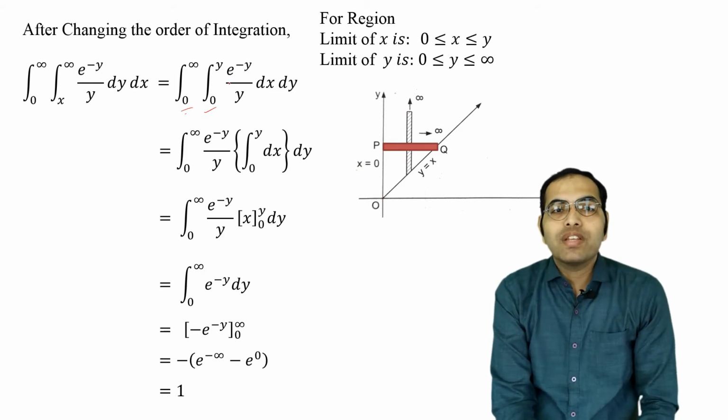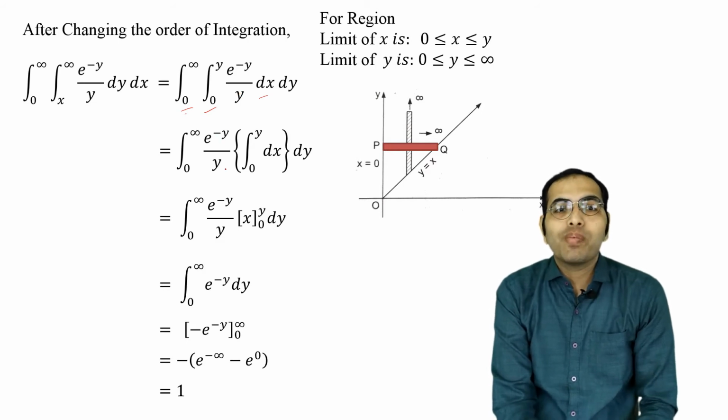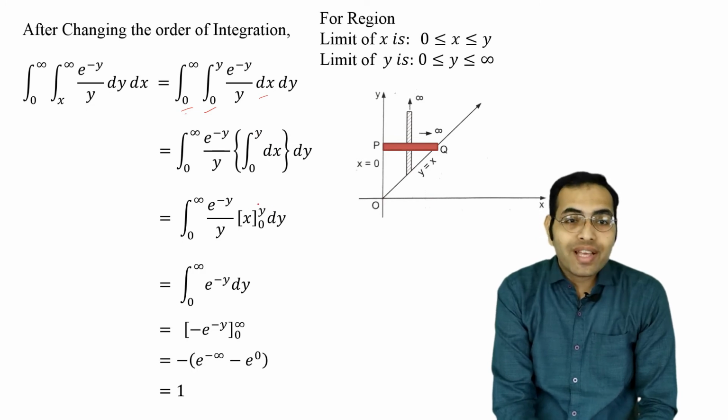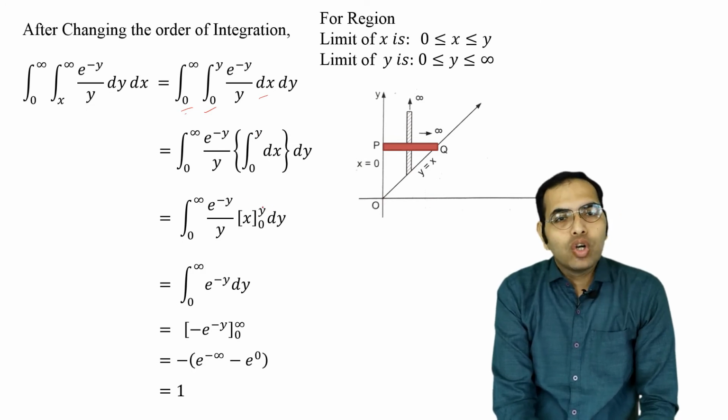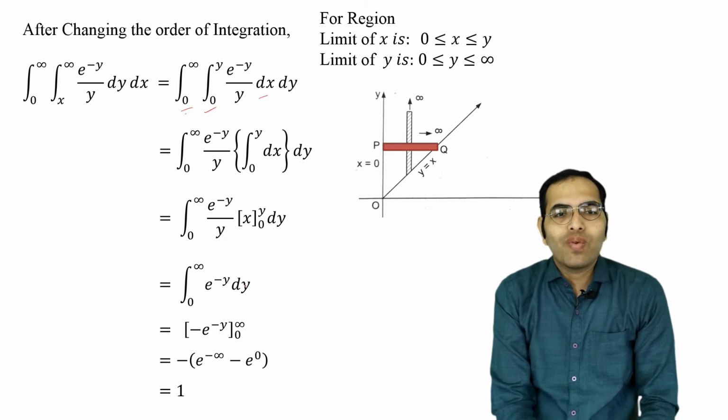The limit which is in the form of y is the limit of x, so firstly we integrate the function with respect to x. e raised to minus y by y is constant, and the integral of 1 is x. Then upper limit minus lower limit gives y minus 0, then y cancels out, and that gives integral 0 to infinity e raised to minus y dy.